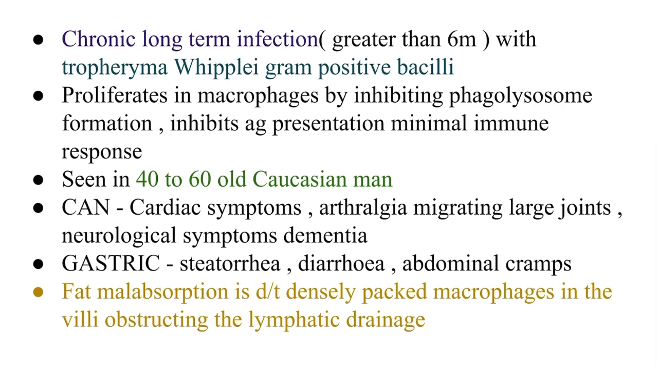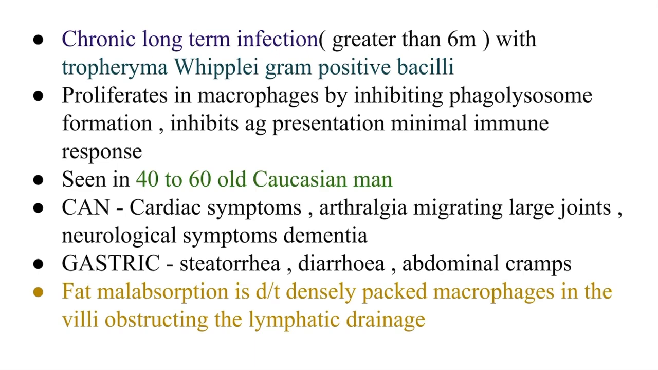and you can see the CAN symptoms. What are CAN symptoms? You can see cardiac symptoms, arthralgia, and neurological symptoms. Arthralgia is usually a migrating type involving the large joints, and neurological symptoms like dementia and encephalopathy can be seen. Apart from the CAN symptoms, you can also see gastric symptoms, which is very important.